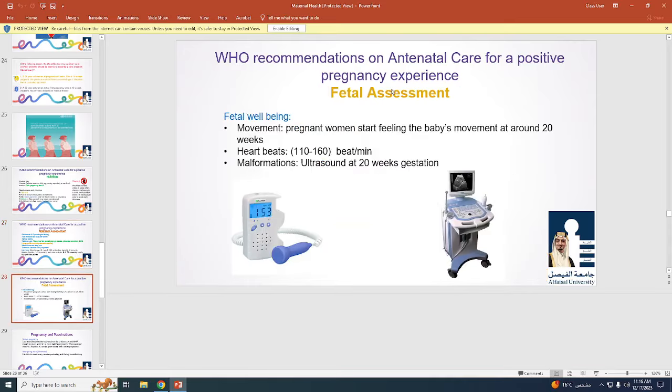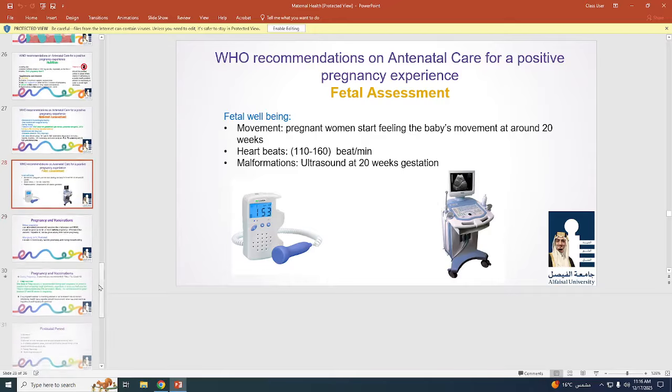Okay, how do we assess the fetus? If I bring a picture like this, I will just ask you what it is used for. Of course, to hear the heartbeat of the fetus or the baby. This is an echo, also ultrasound, to detect any malformations the baby might have.